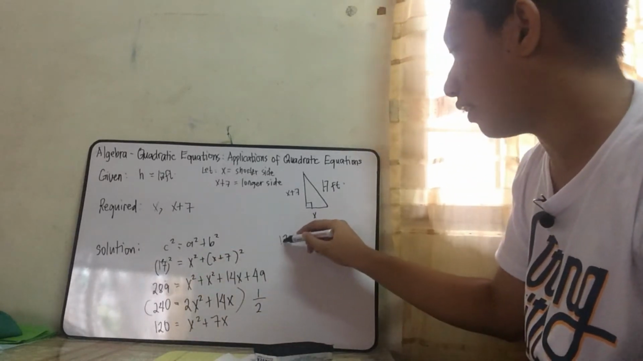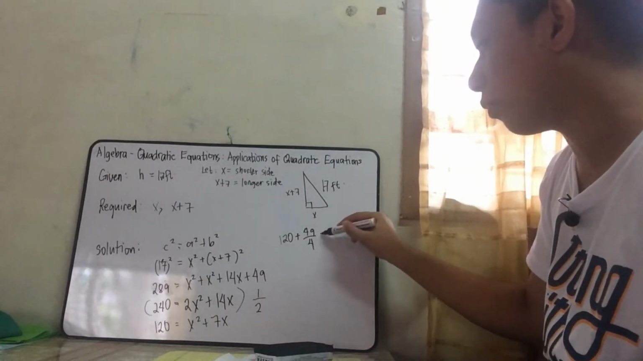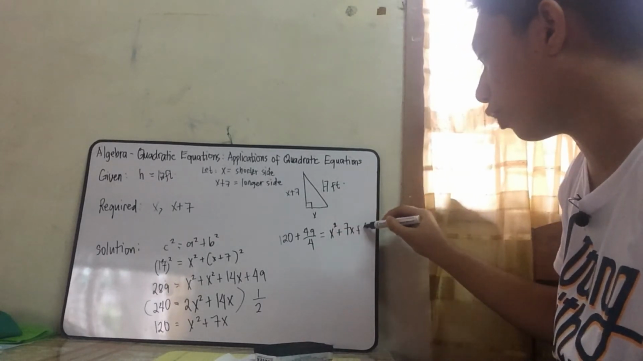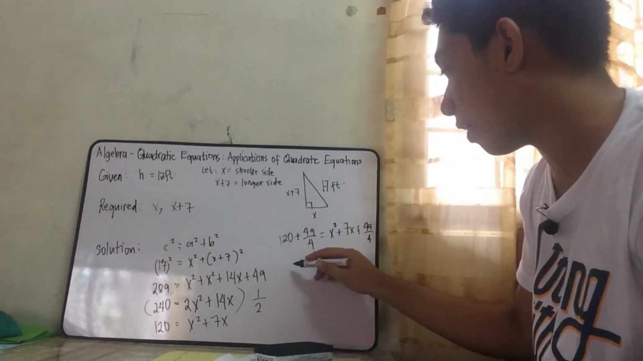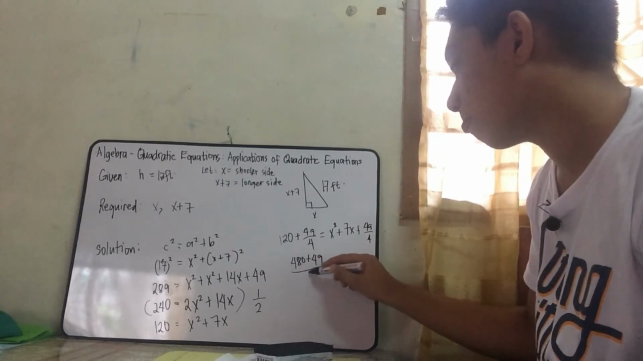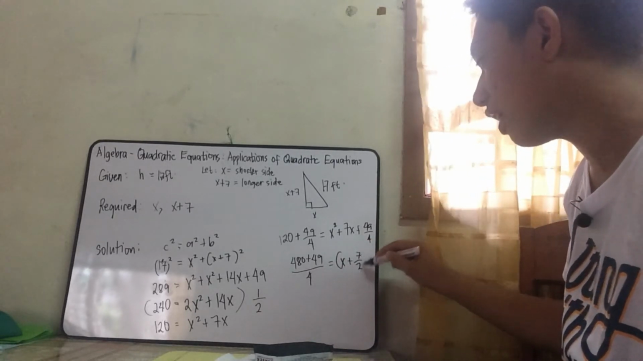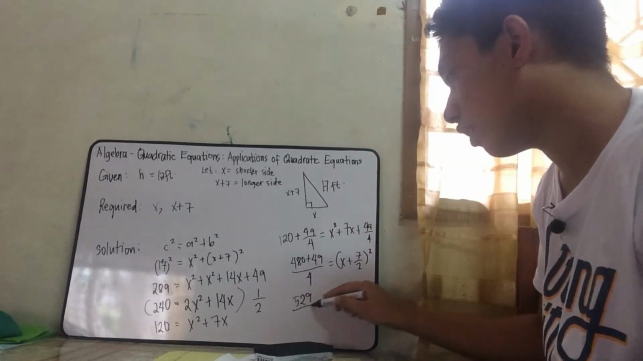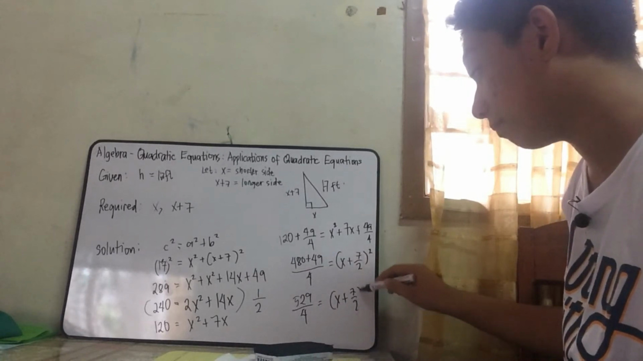So, this becomes 120 plus 49 over 4 is equal to x squared plus 7x plus 49 over 4. Then, I will reduce this one. This becomes 480 plus 49 over 4. And reducing this one, this becomes (x plus 7/2) squared. Adding this, this becomes 529 over 4. And this is equal to (x plus 7/2) squared.